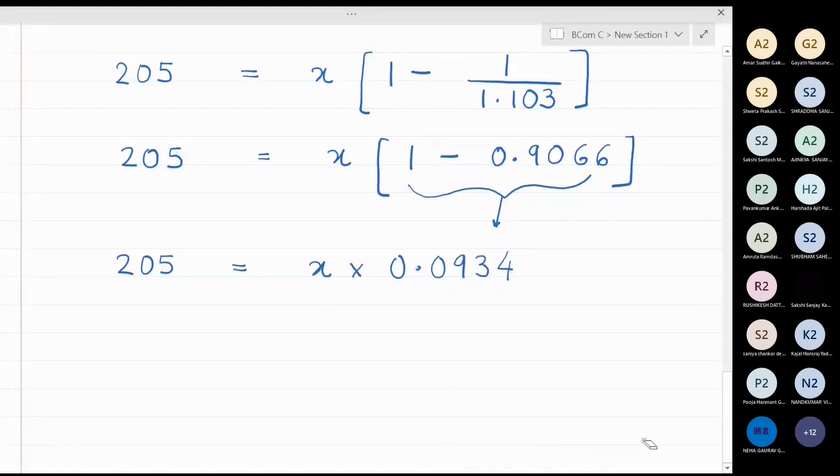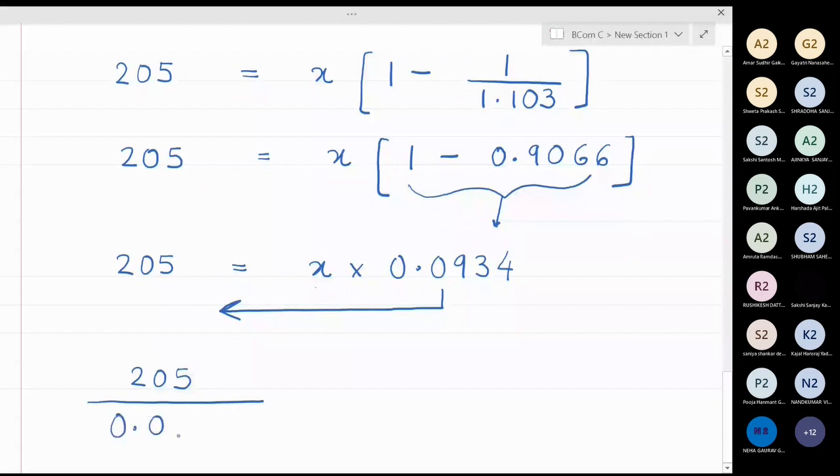This x we want to keep alone. So this 0.0934, I will shift to the left hand side. On the right hand side, it is multiplied. So when I send it to the left hand side, it will go and divide. So what will I write in the next step? 205 divided by 0.0934 is equal to, once the 0.0934 is gone from the right hand side, x is alone. So we are left with only x.